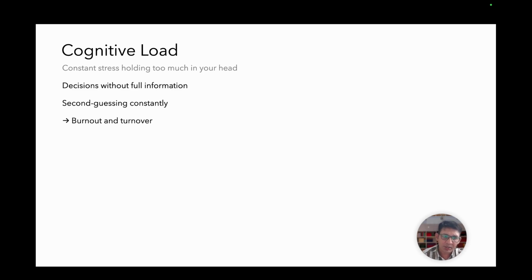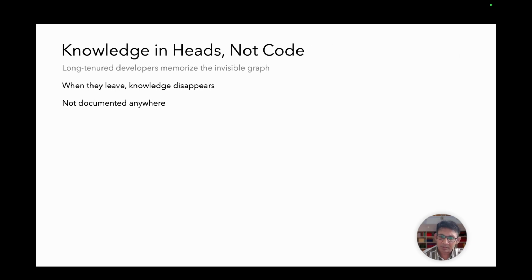Consider organizations where the longest tenured developers are most valuable, not because they're better engineers, but because they've memorized the invisible causal graph. When they leave, the knowledge disappears. It's not encoded in the system, it's only there in their head. Think about this for a moment.